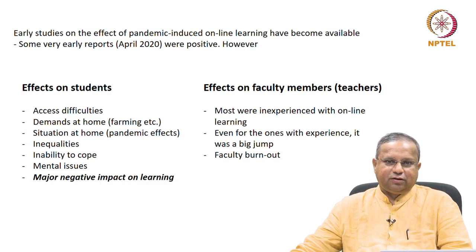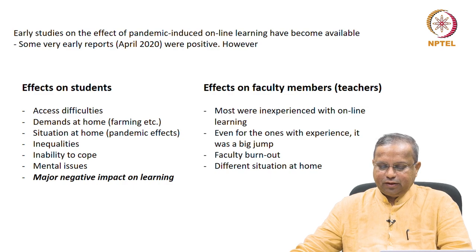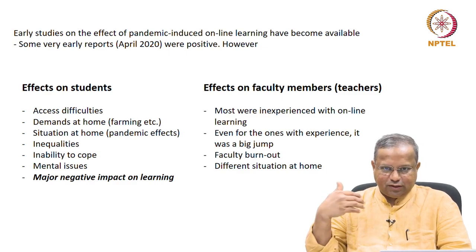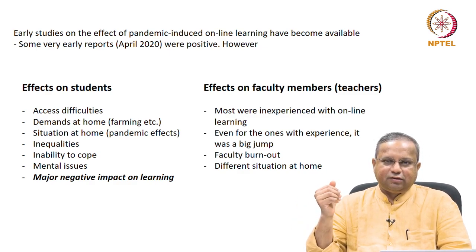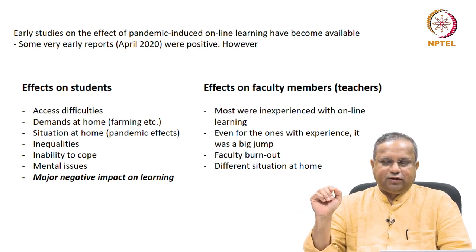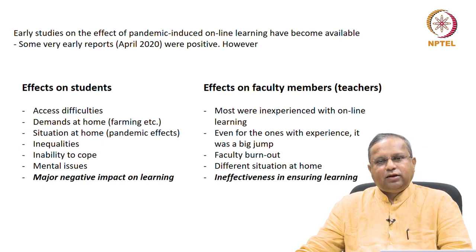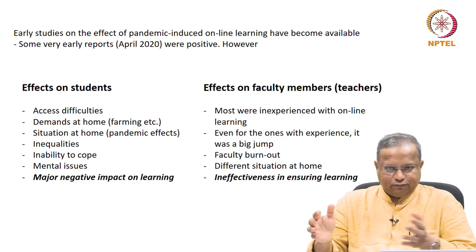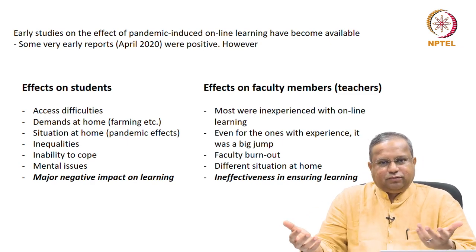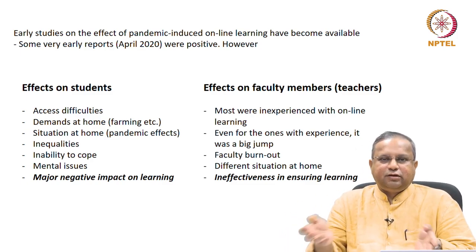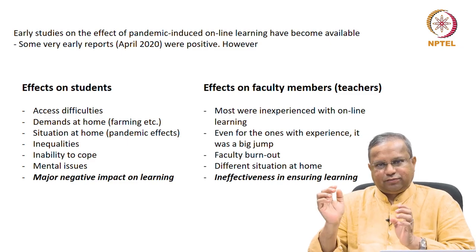Faculty burnout has been reported in the literature. The situation at home could have been very different from what they were used to, and in the middle of that, they needed to go and take classes and things like that. Whatever I talked about for the students could have been equally applicable to the faculty. And as a result, ineffectiveness in ensuring learning happened. Okay, so all this happened because of the way things happened. We didn't have much of a control over it. We had to suddenly move. We did the best that we could. And as a result, these things happened, which affected learning.